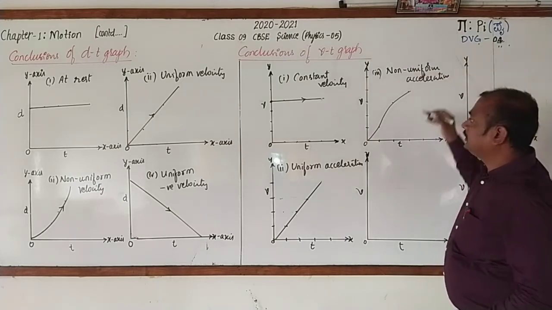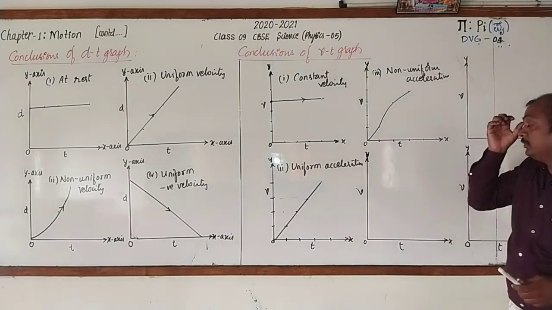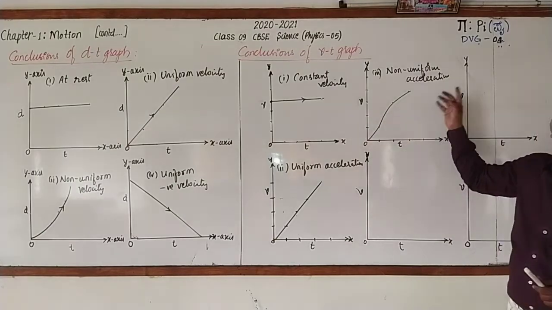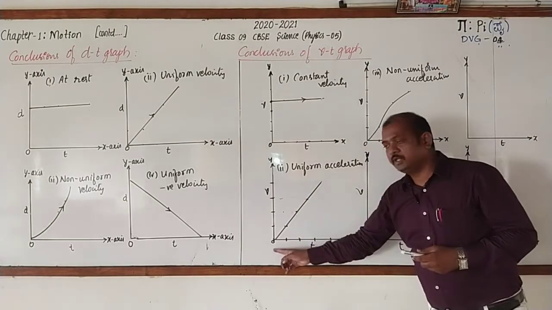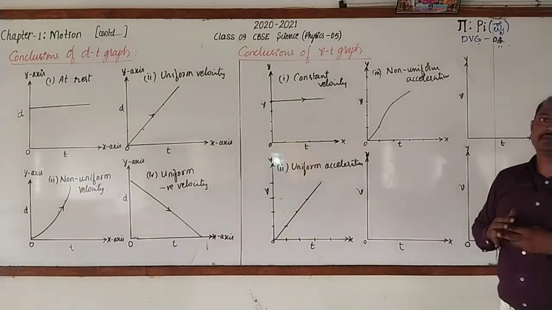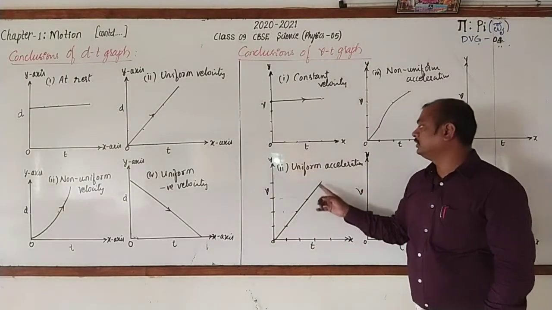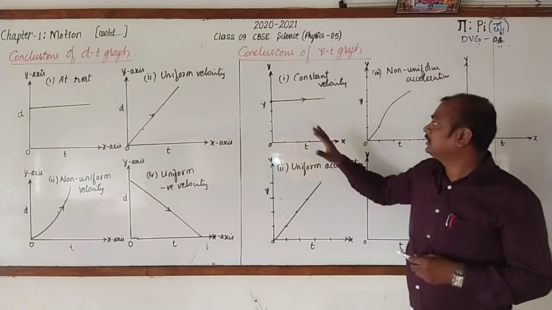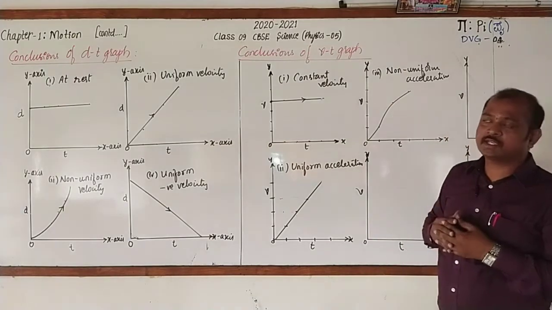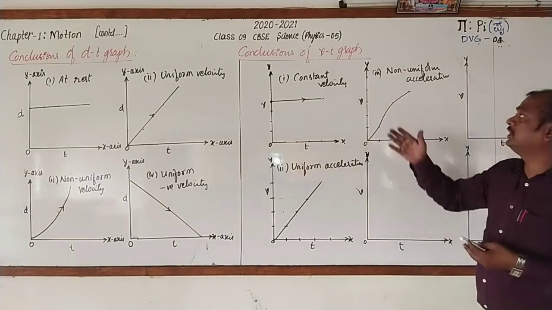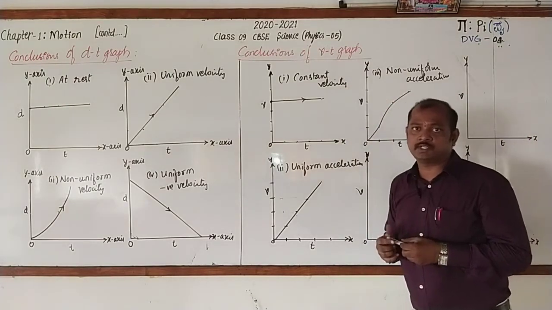So in general you can say that in VT graph, if it is curved line, it is non-uniform acceleration. In VT graph, if it is a straight line, then it is uniform acceleration. In VT graph, if the line is parallel to x-axis or time axis, then it is constant velocity.